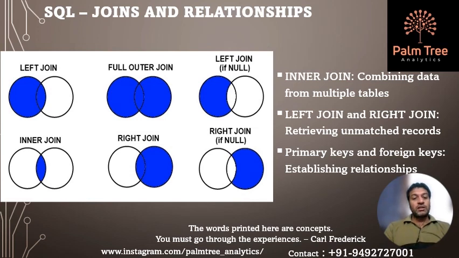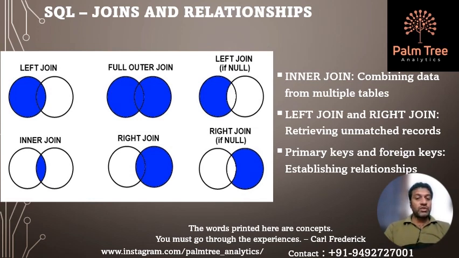Left join, or left outer join. Left join retrieves all the rows from the left table and matching rows from the right table. If no match is found, the result contains null values for the right table columns. It's useful when we want to see all records from the left table along with the related information from the right table if available.